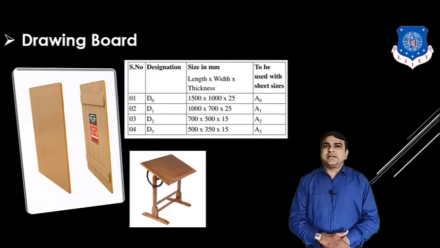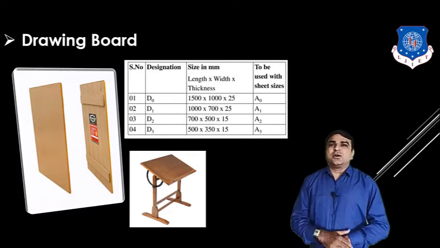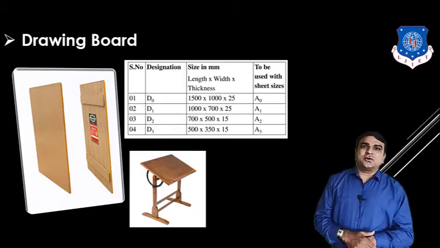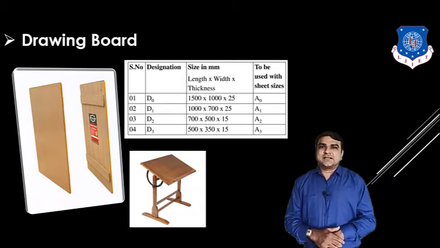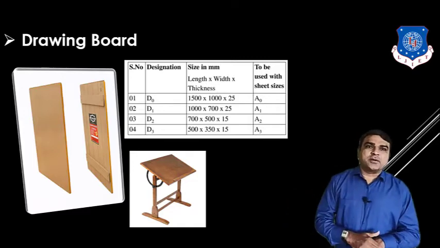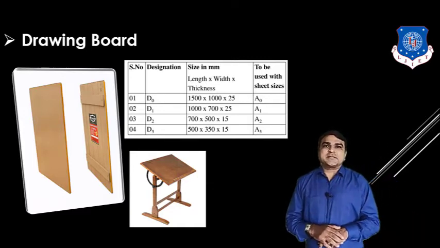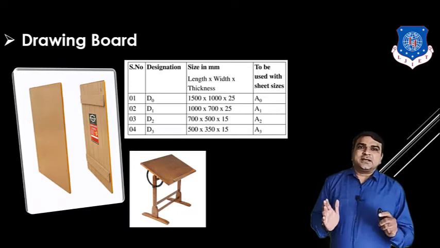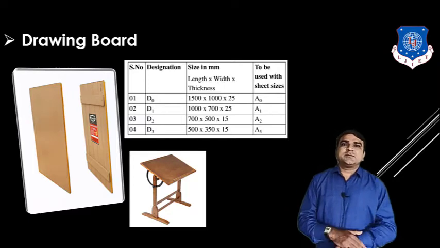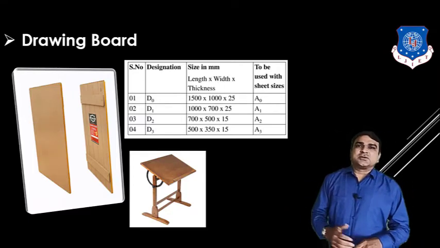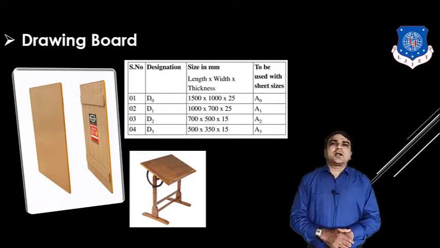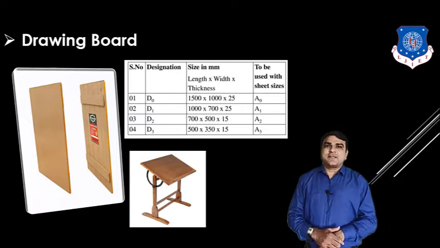Drawing board. It is made of seasoned wood and it is made in strip form. It is also designated as BIS D0, D1, D2, D3. The D0 drawing board is used for paper size A0, and its size is 1500 millimeter by 1000 millimeter by 25 mm. Most drawing boards have a thickness of 25 mm, and some, like D2 and D3, have 15 mm thickness.